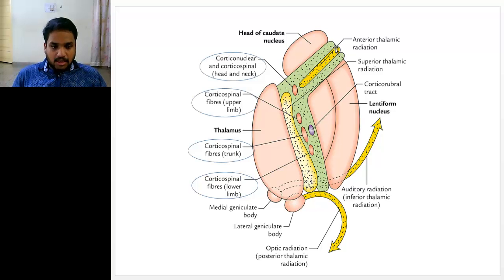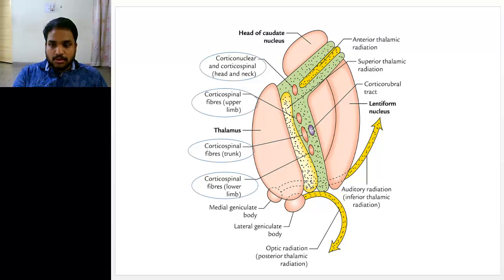So you have the anterior limb, genu, as well as the posterior limb, right? The anterior limb is situated between the head of the caudate nucleus as well as the lentiform nucleus. Then you have the posterior limb, which is between the thalamus as well as the lentiform nucleus, and the genu is situated between the anterior limb as well as the posterior limb. So an internal capsule consists of mainly 5 parts: anterior limb, genu, posterior limb, and 2 more, the retrolentiform part as well as the sublentiform part.